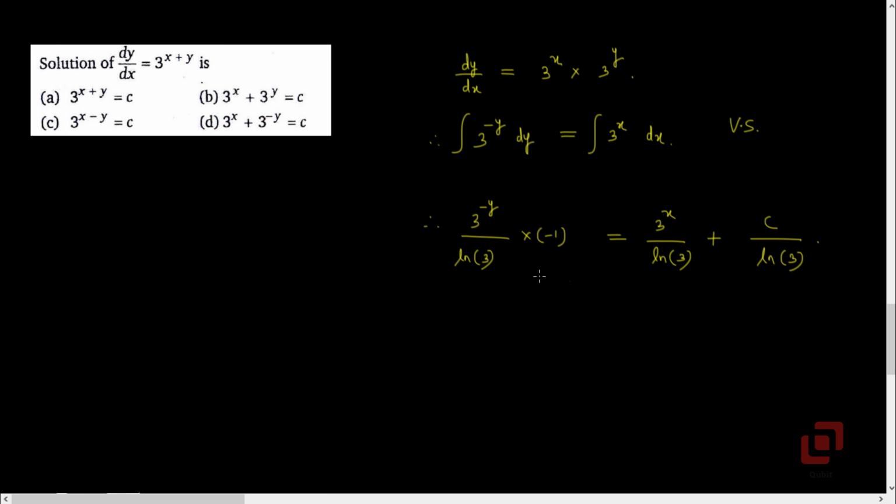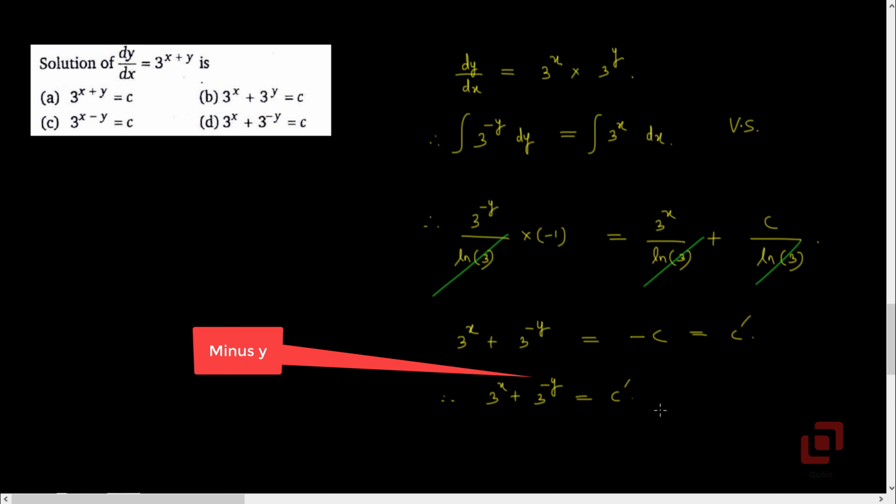Multiplying the entire solution by log of 3 will lead to the cancellation of log 3 terms, and therefore we have the following: 3 to the power x plus 3 to the power minus y. We shifted 3 to the power minus y into minus 1 to the other side, equal to, bring this constant here, which will be minus c or c dash. So the general solution will be 3 raised to x plus 3 raised to y equal to c dash, and that is option D.